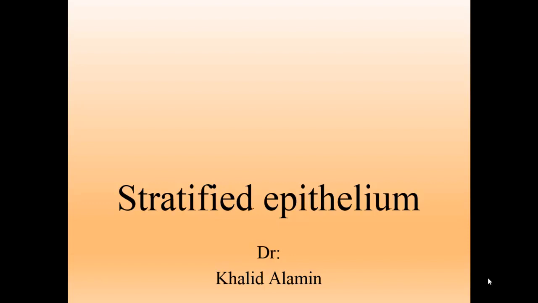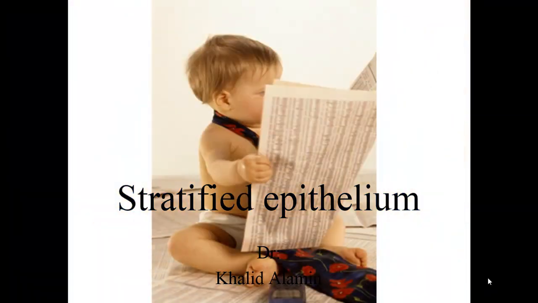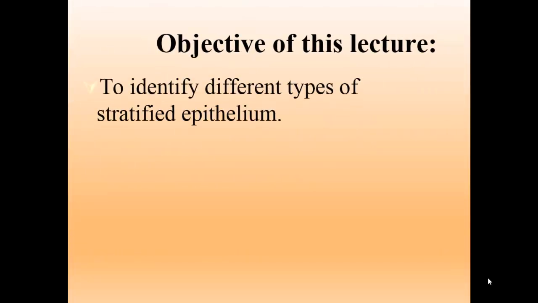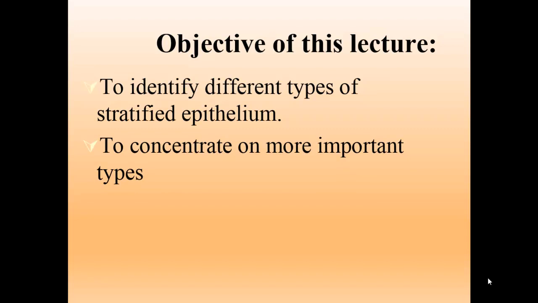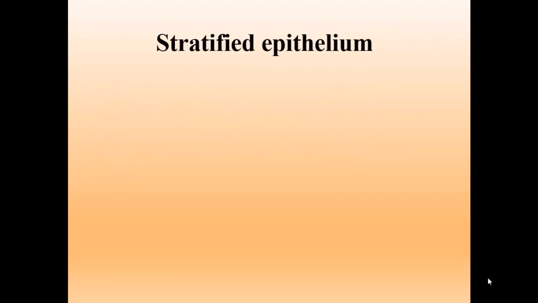We are continuing on epithelial tissue. In the last session, we talked about epithelium in general. We talked about the three types of simple epithelium: simple squamous, simple cuboidal, and simple columnar. In this session, we will continue and try to see the other types of epithelia, which are stratified. We will see the different types of stratified epithelia, but more specifically we will concentrate on the stratified squamous epithelium, definitely because it is more important. Then we'll talk about two other types of epithelia, transitional and pseudostratified columnar, because they have specific features. This is what we are trying to explain in this lecture.